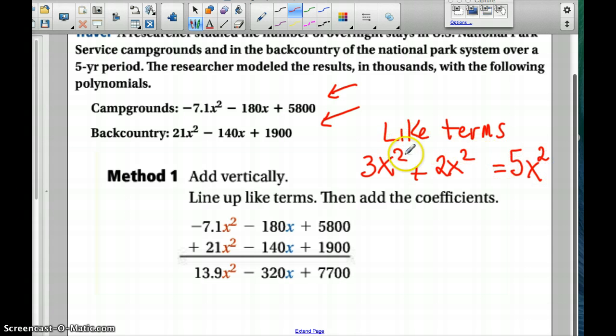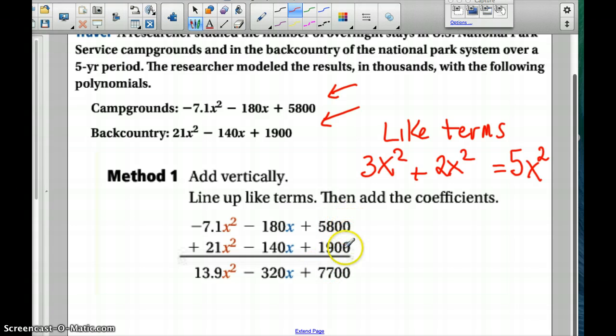Okay? So the exponents stay the same. That's just an x squared. We can't add an x squared to an x. They're not like terms. Okay, so all we did here was line up the like terms and added a negative 7.1 with a positive 21. And we got a positive 13.9x squared, negative 180, and a negative 140. Remember, the sign goes with the term, and this whole thing is called a monomial term. So when we add those two negative numbers together, we get a negative 320x.